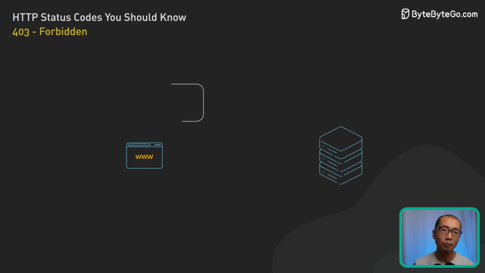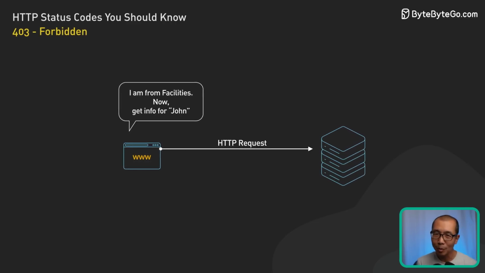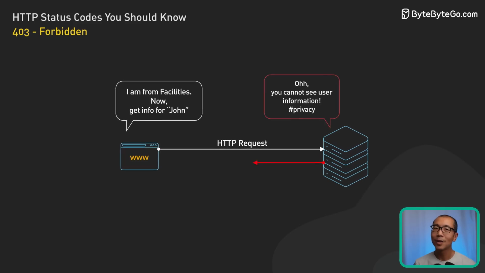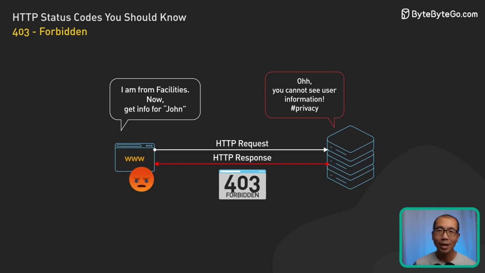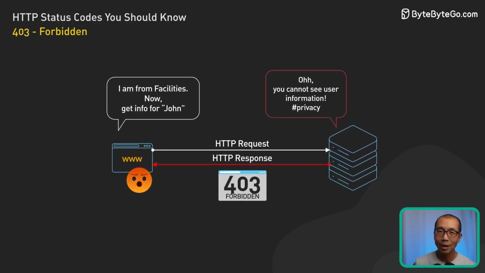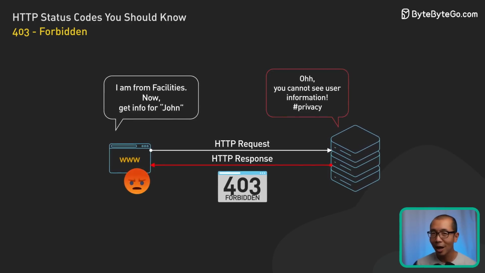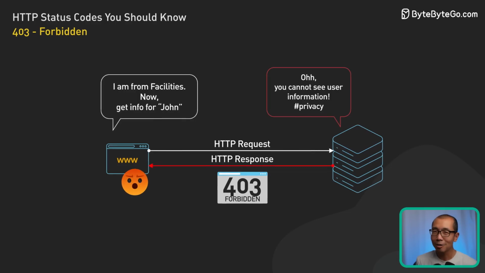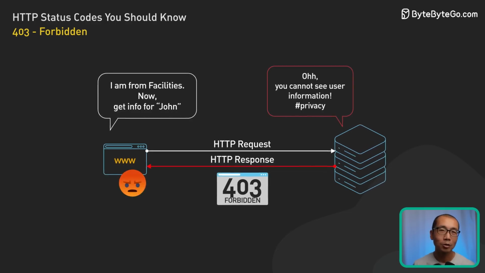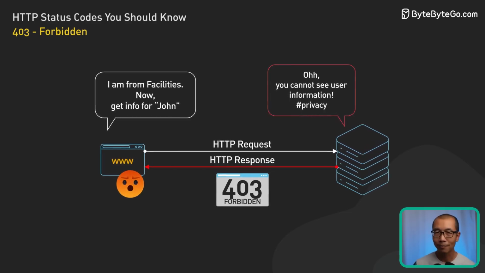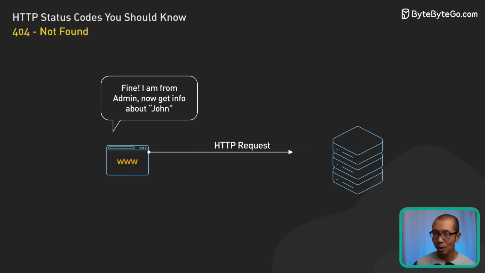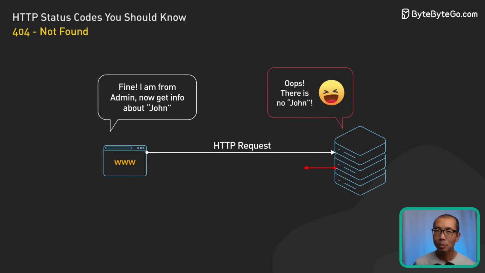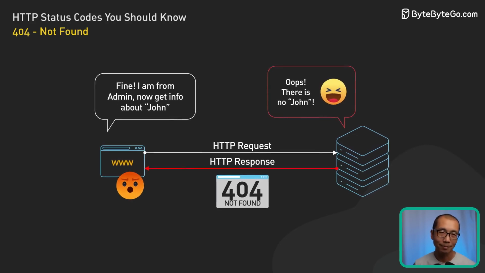Then we have 403 Forbidden. This one is a bit more personal. It means, I know you, but you can't come in here. Imagine having a general ticket to a concert, but trying to sneak into the VIP section. It's like trying to access admin features with a guest account. The 404 Not Found is the classic. The requested file ain't there. Double check those routes and endpoints.